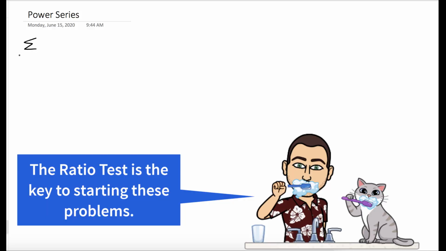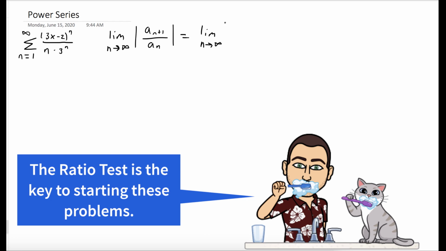We want to find for which values of x the sum from n equals 1 to infinity of (3x minus 2) to the n over n times 3 to the n converges. The way we do this is we use the ratio test. So we take the limit as n goes to infinity of the n plus first term in our sum over the nth term.